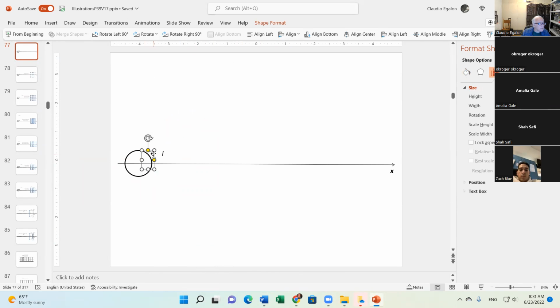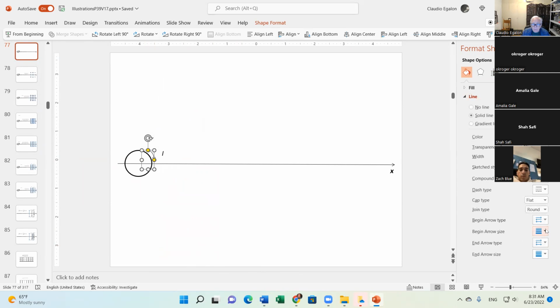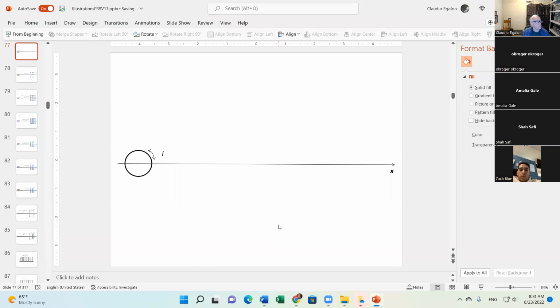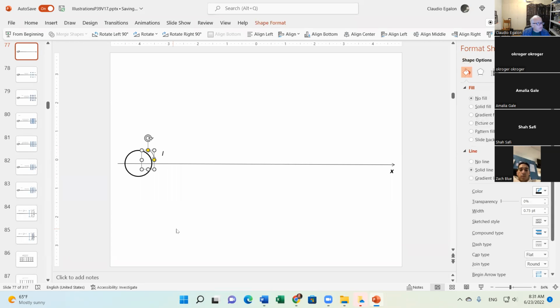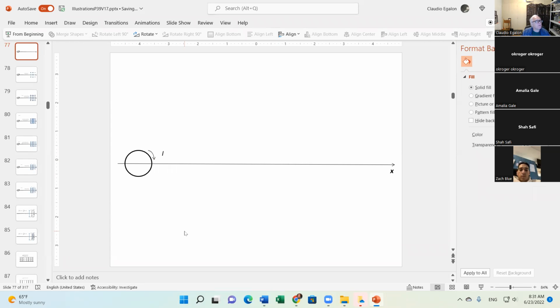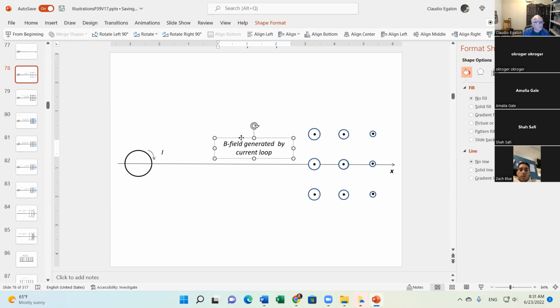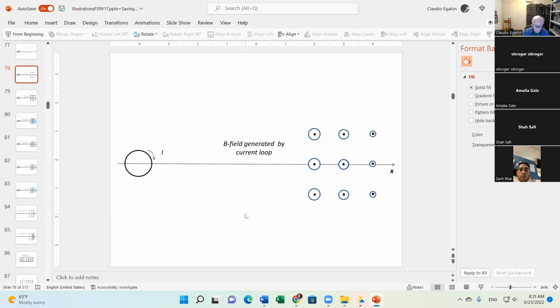Let's see here. I want to put it on. It must be here. Yeah, this one right in here. Here you go. So let's say we have a current bouncing back and forth in this loop. But let's say at a given instant of time, the current is flowing in just this direction. That's how we start our problem.